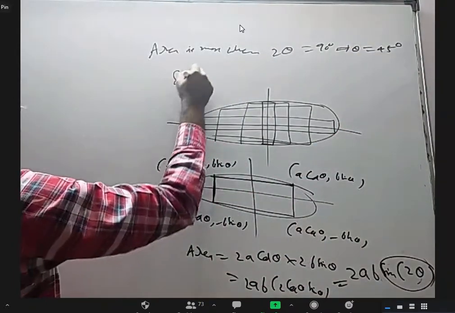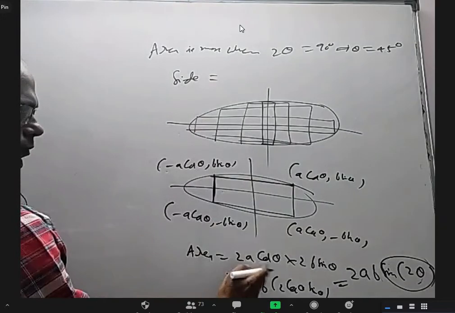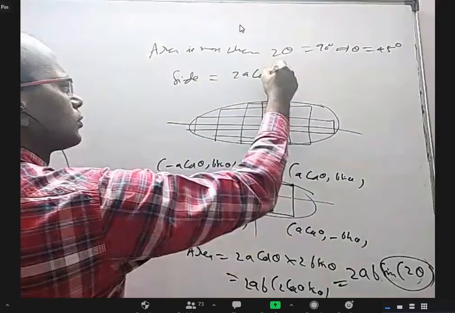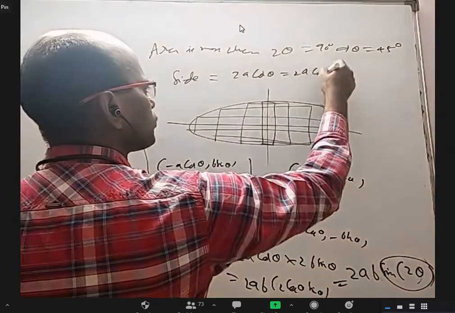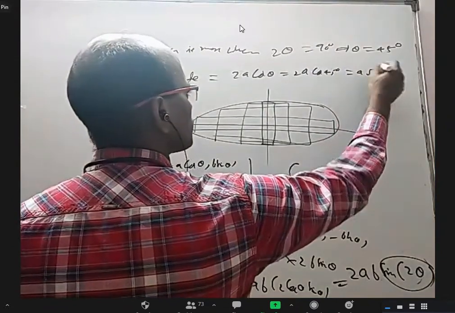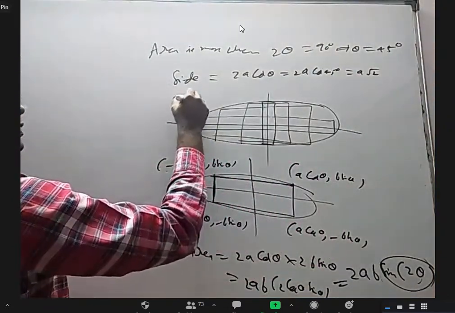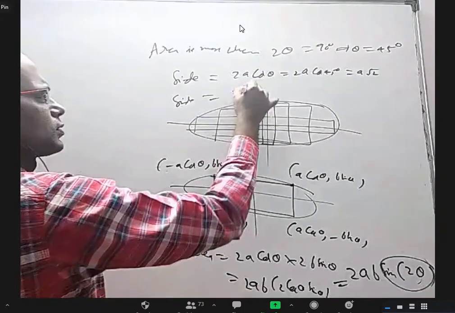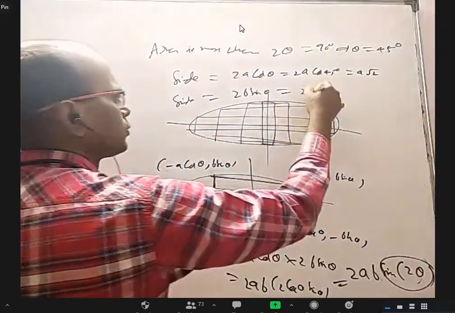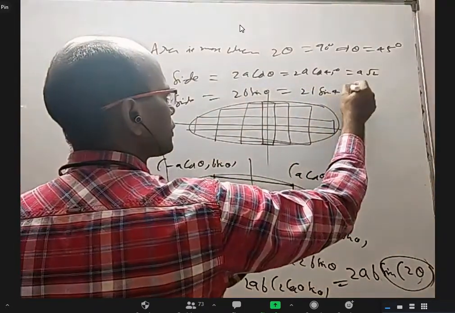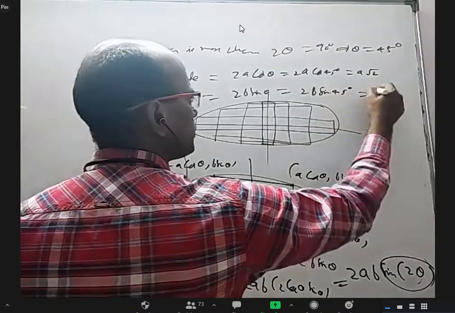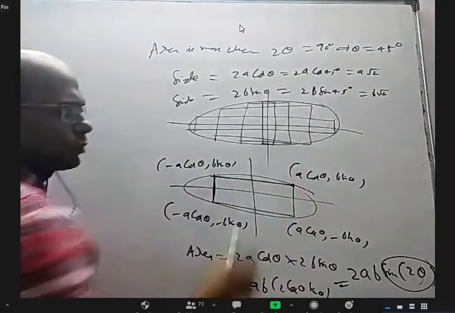At that time, what is the side length? 2A cos theta, this one. So that is 2A cos 45 degrees, which is A root 2. And another side length or width or whatever you want to call it is 2B sin theta, 2B sin 45 degrees, which will be B root 2. So one is A root 2, one is B root 2.